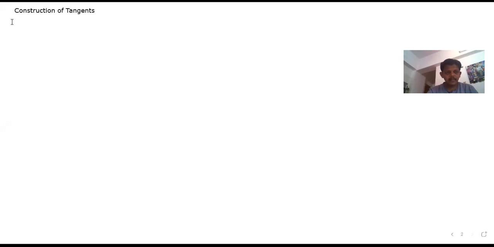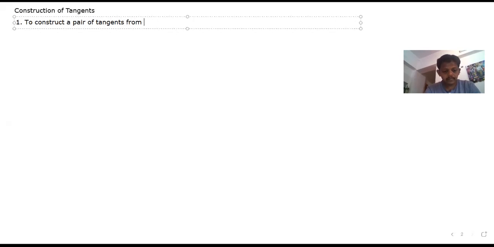Construction of tangents. In that, number one, write down: to construct a pair of tangents from a given external point. Okay, very simple exercise, simple construction.